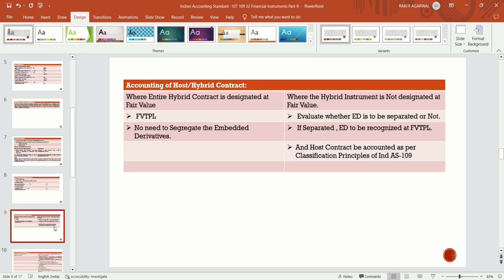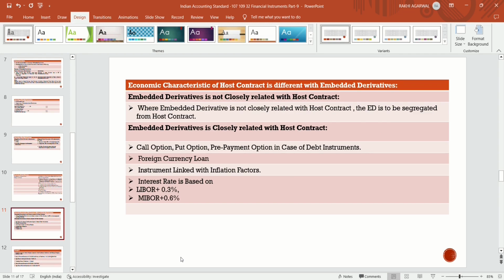And if it is designated at fair value, then it will be recognized at fair value through profit and loss account. No need to segregate that embedded derivative. Economic characteristics of host contract are different from the embedded derivative. If they are different, means if they are not closely related with host contract, then what happens? When embedded derivative is not closely related with host contract, the embedded derivative is to be segregated. If it is not related, then it should be segregated from host contract.